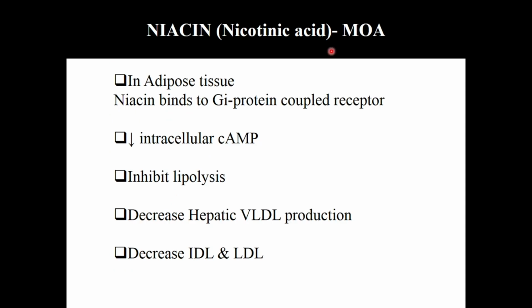Yes, nicotinic acid. Nicotinic acid is a vitamin B group chemical. It acts on adipose tissue, which is the basic lipid storing cell in our body. There, niacin binds to a Gi protein coupled receptor, resulting in decreased intracellular cyclic AMP. So as a result, they inhibit lipolysis. Fats will be stored, and there is decreased hepatic VLDL production and also decreased IDL and LDL concentration.